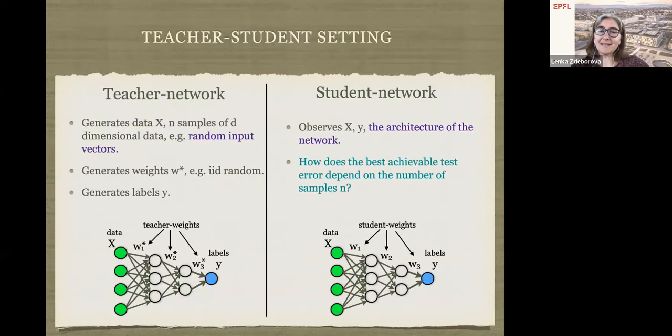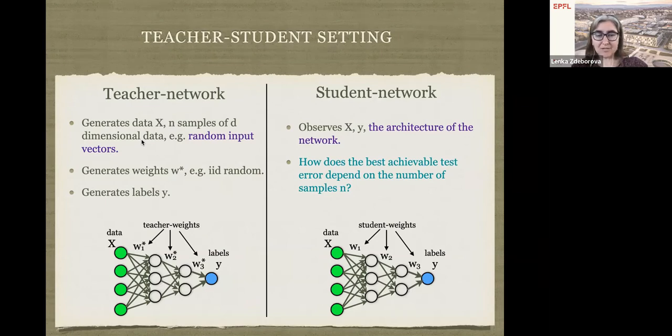That setting comes from the idea of the teacher-student setup for learning with neural networks, where we abstract away the complexity of the data, and we set the task the following way. We generate data X, the input samples X, that will be IID random vectors. Not only sample from sample they're IID, but also component from component they're IID.